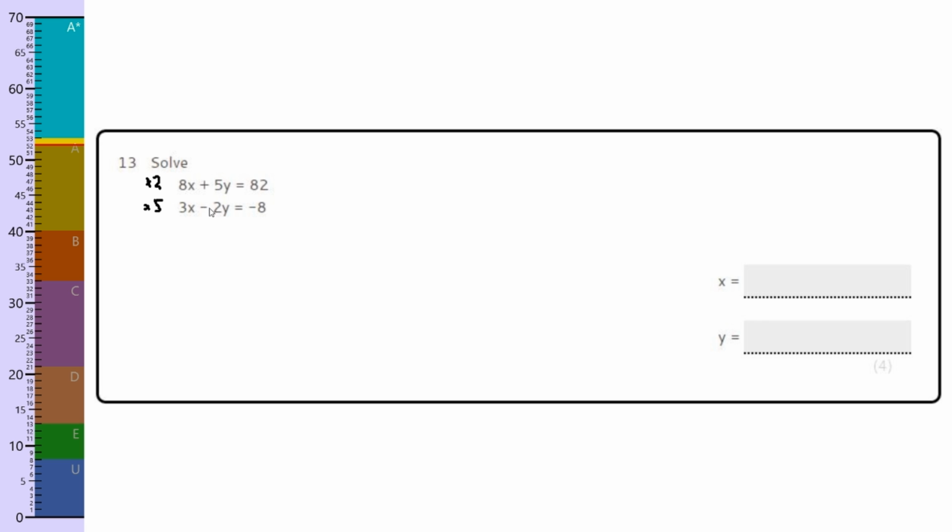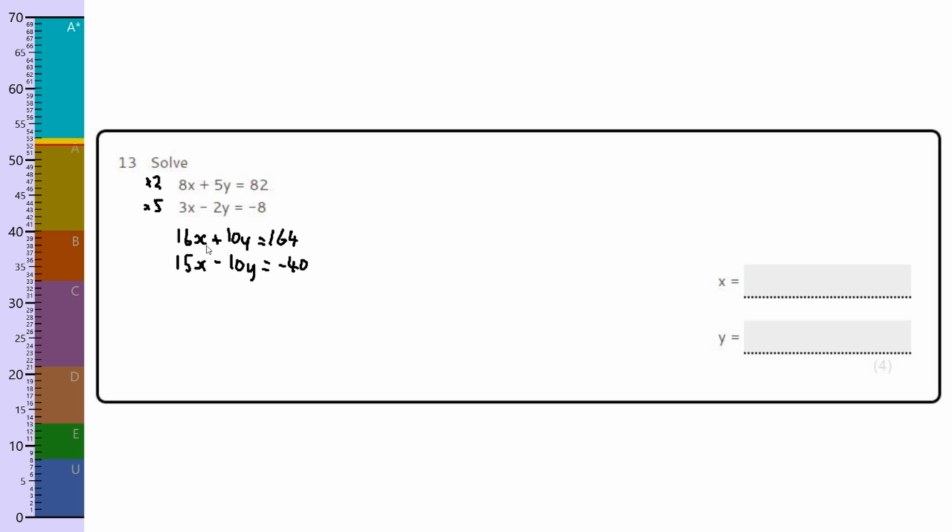Obviously it's a minus. So when I do that, top one, I'm going to go through it. So 16x plus 10y equals, and then I'm going to times this by 2, so it's going to be 164. Times all these by 5, so it's going to be 15x, seems like it's worked out nicely, minus 10y equals minus 40.